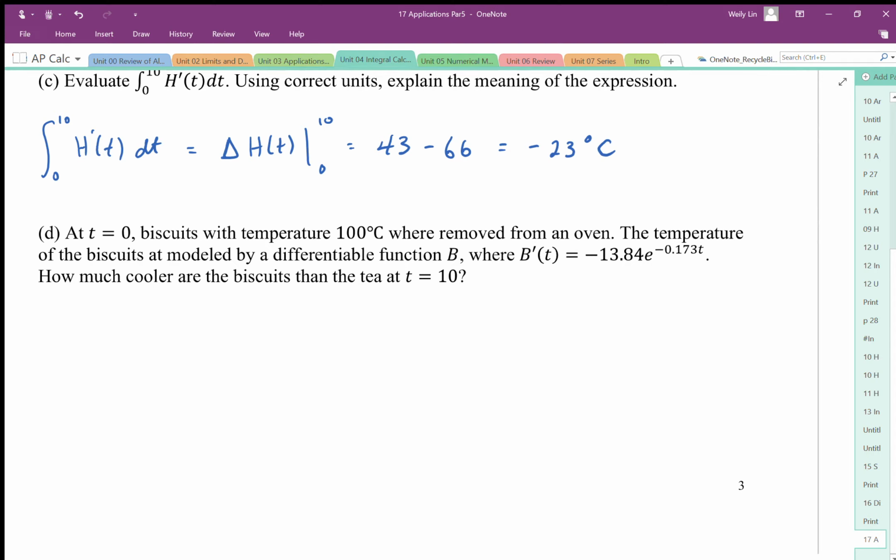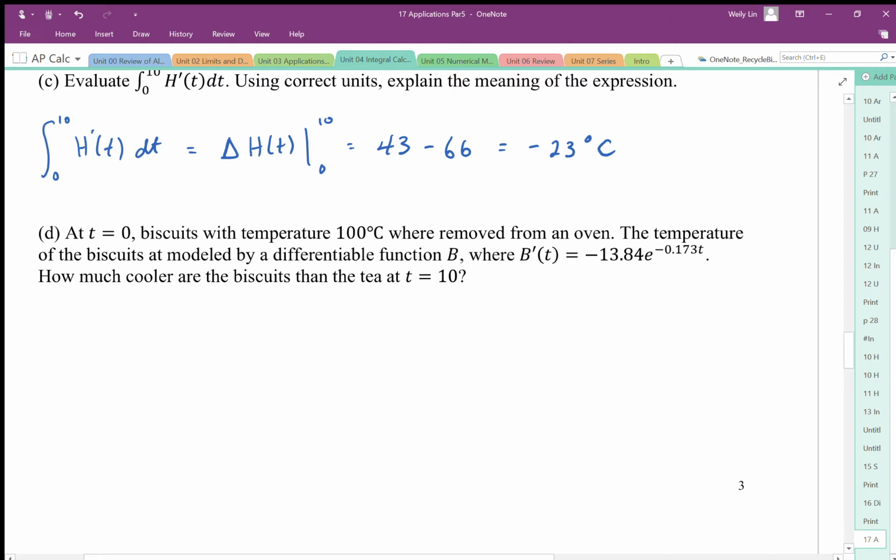At t equals 0, biscuits with temperature 100 degrees Celsius are moved from the oven. The temperature of the biscuits is modeled by the differential function B, where the derivative of B is equal to this exponential decay equation. We're being asked how much cooler are the biscuits than the tea at t equals 10.